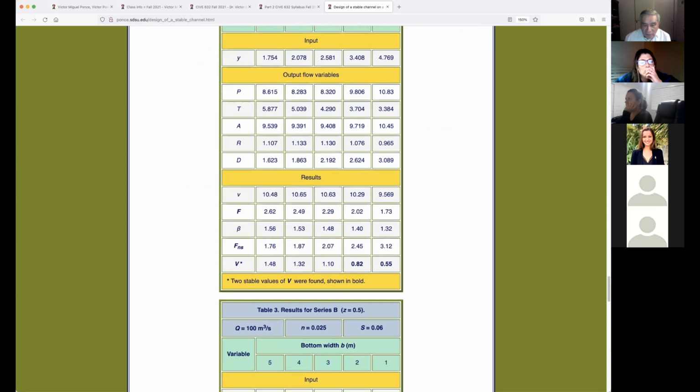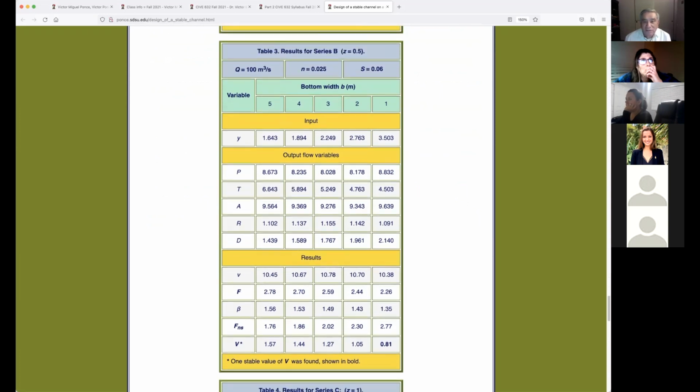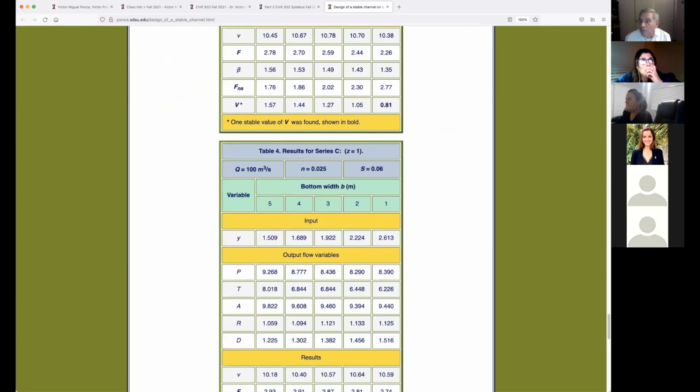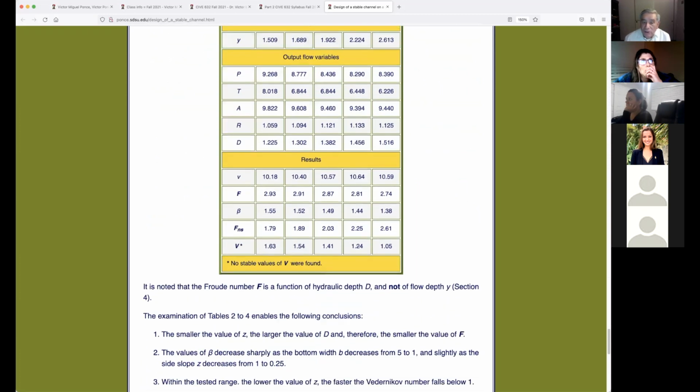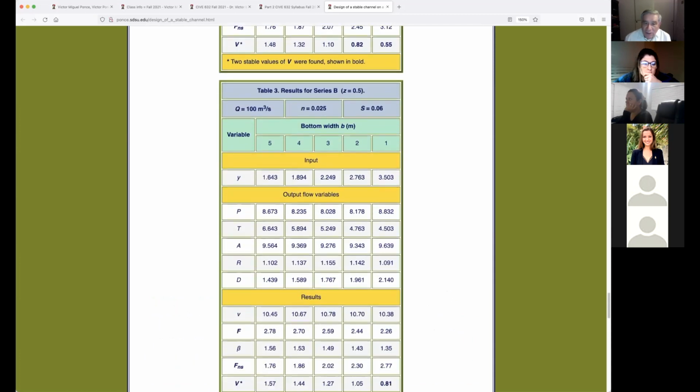0.25, 0.5, and 1, right? 0.20, so 3 Z's, 3 C's, 5 widths, and as many depths as are required in order to run the discharge of 100. So this would require at least 15 runs, right? It's five widths and 3 slopes.